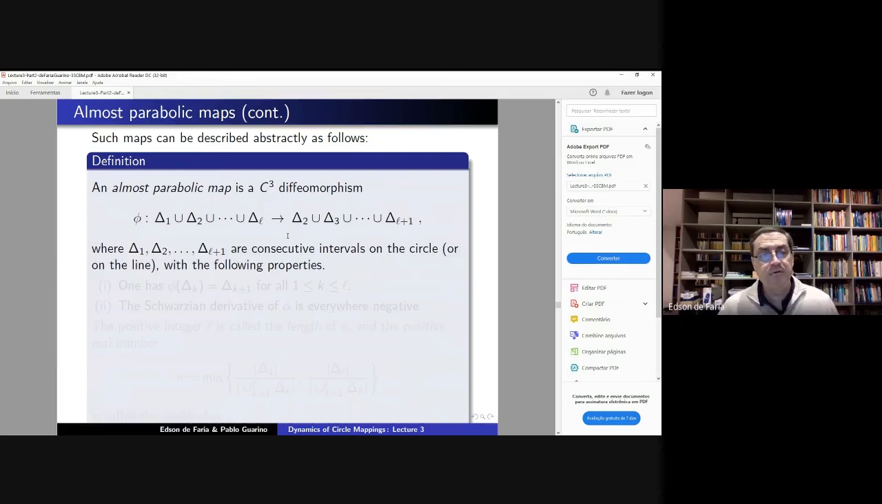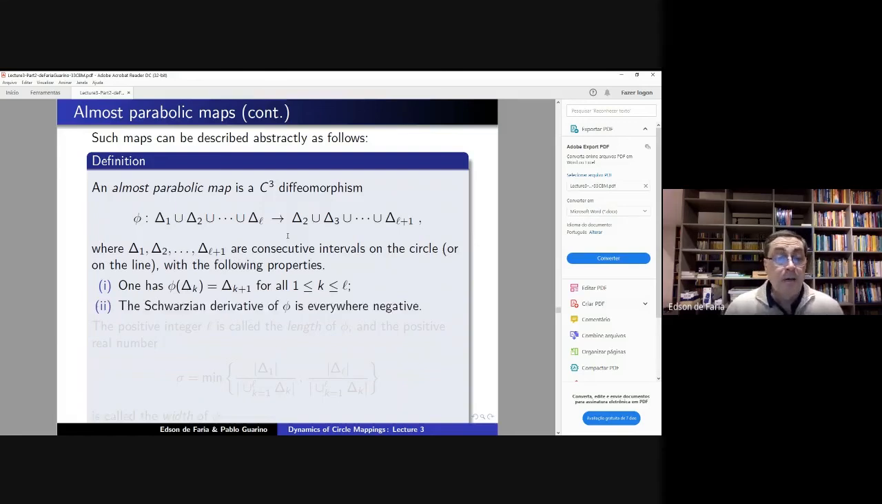These are consecutive intervals. And your map is a diffeomorphism, okay? And it maps each delta I onto delta I plus 1, okay? All right, so, and in such a way that the following things are satisfied. So, well, first thing is what I just said. It maps delta sub k onto delta sub k plus 1, but it has negative Schwarzian derivative. It's a diffeomorphism with negative Schwarzian derivative, okay? If this happens, you say that you have an almost parabolic map.